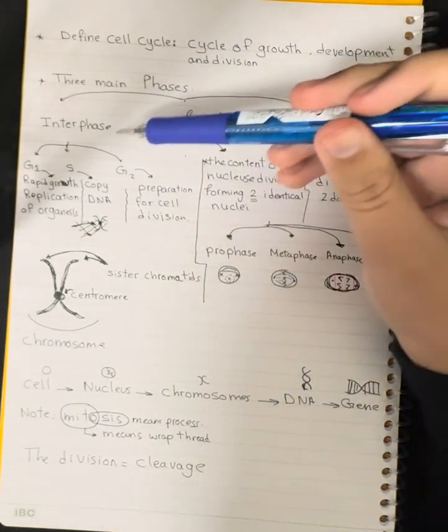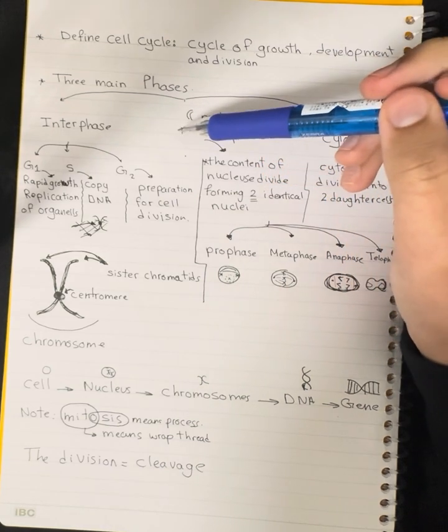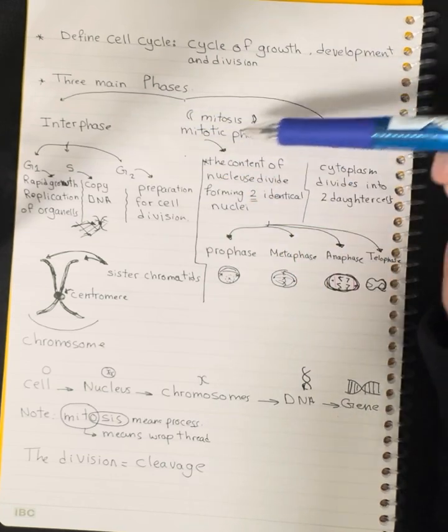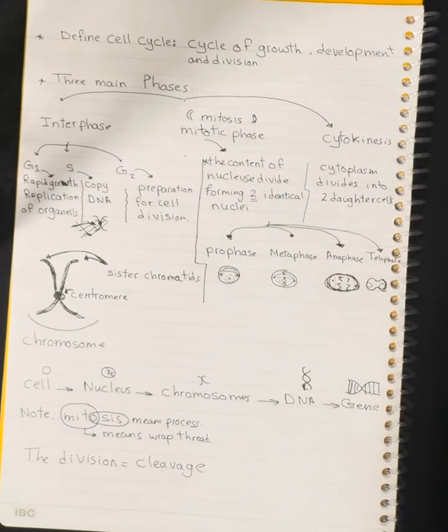Also, the interphase takes the most time of the cell cycle. The cell goes through interphase the longest, then the mitosis, then cytokinesis.